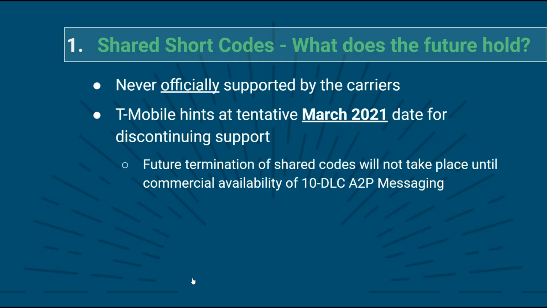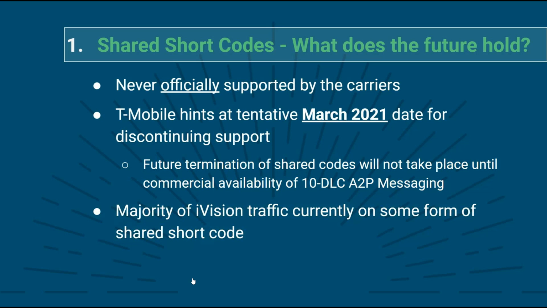But they've also made a note that there will not be any termination of shared short codes until there's a commercial availability of 10DLC A2P messaging. So even though the tentative date has been set for March 2021, it could be 6 months or even a year after that until all the carriers get on board. We just don't know the complete timeline just yet. And like I said, the majority of iVision traffic currently is on some form of shared short code.